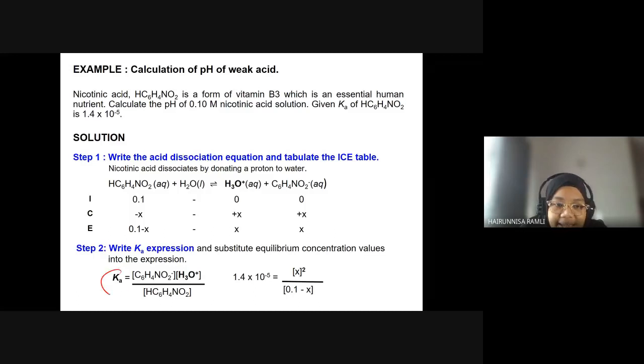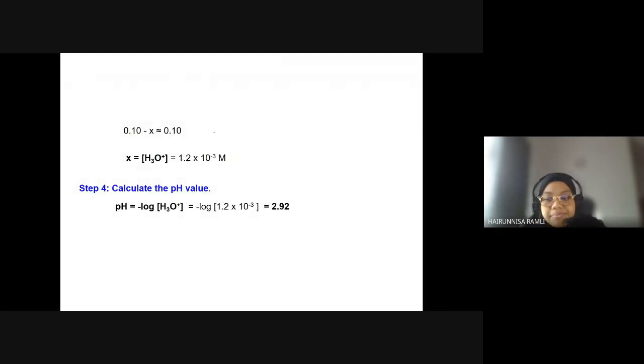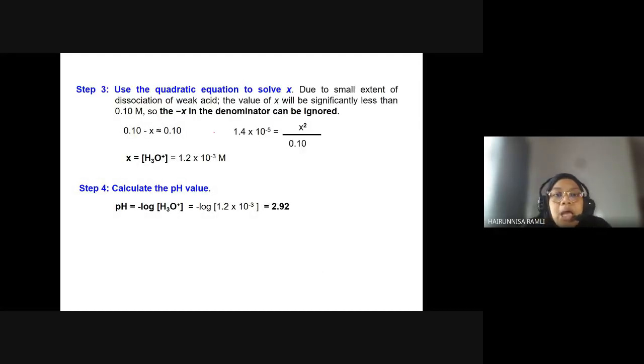So if it is Ka now, you letak Ka lah, expression you. Okay, so still sama product over reactant without water lah. Okay, then you expresskan dalam bentuk X kan. X square over 0.1 minus X. Okay, lepas tu buat apa? Guna kuadratik lah. Selalu kan kita guna kuadratik kan.